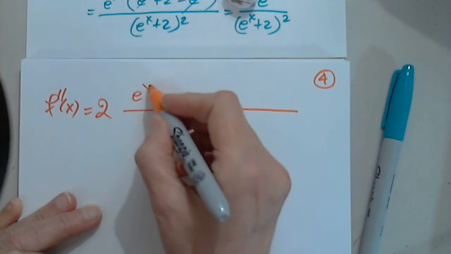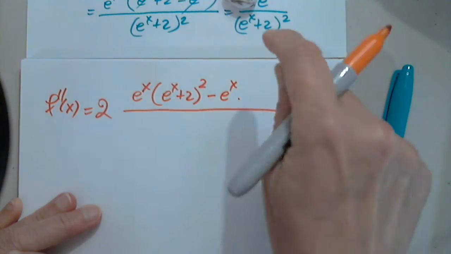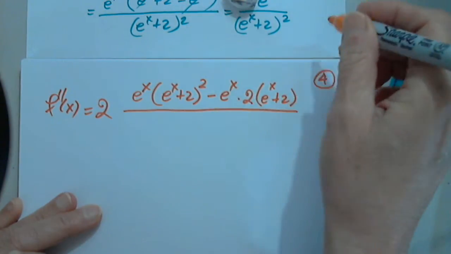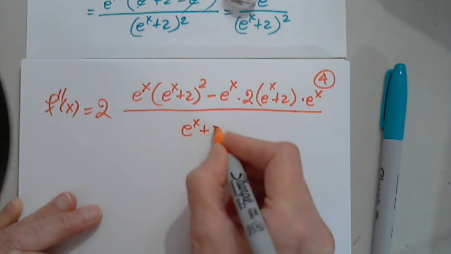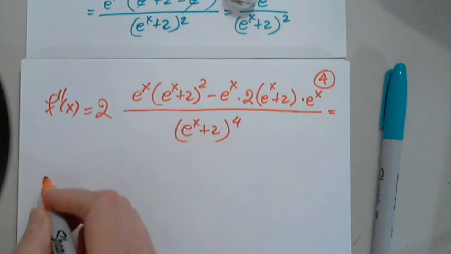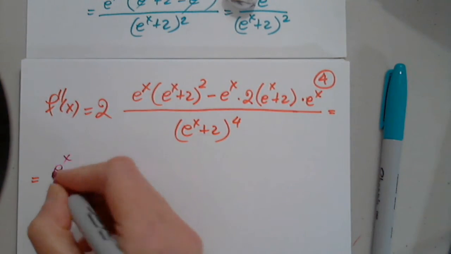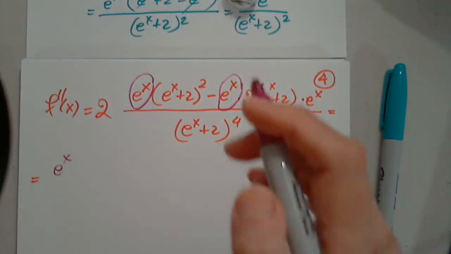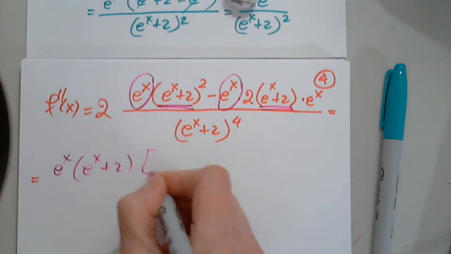The top prime is e to the x times the denominator minus e to the x times the denominator prime, which is 2 times (e to the x plus 2) times the inner function prime, over e to the x plus 2 to the fourth. I cannot stress enough. Please do not multiply. Factor out e to the x, and then e to the x plus 2.